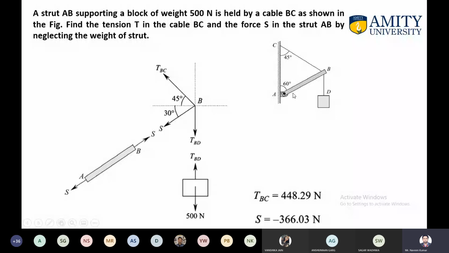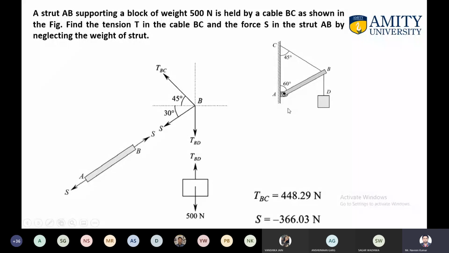This is the strut. You can say it's a column, or a simple bar, a prismatic bar, or a simple lever. This is the wall, and this is the string, or the cable BC, and to this cable we are attaching a weight of 500 Newton. So what you have to calculate is the tension in the cable BC and the force S. Can you do this problem?